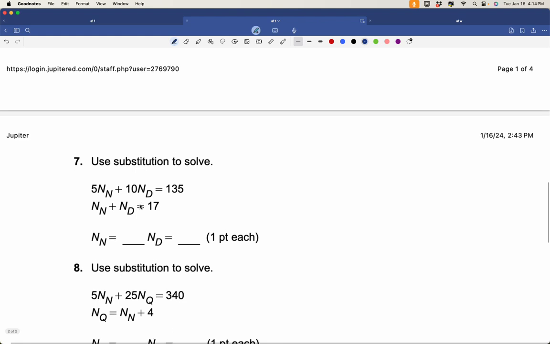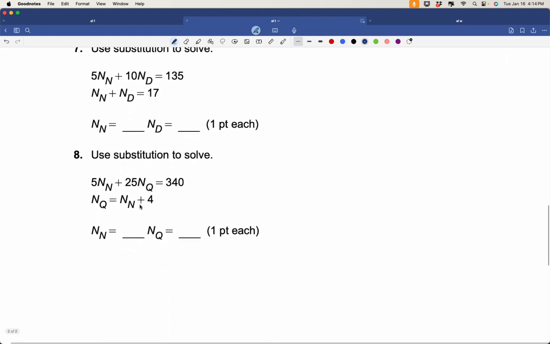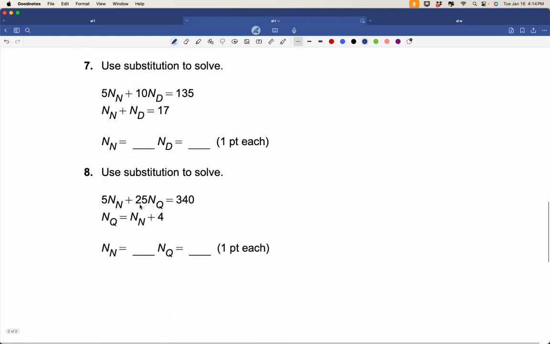All right, let's look at some more substitution problems. We only have 2 more in this lesson for Tuesday. So again, we're going to create another substitution value by subtracting ND from both sides. So that's going to give me NN is equal to 17 minus ND. That's my substitution value for NN. I'm going to put that into this right here.